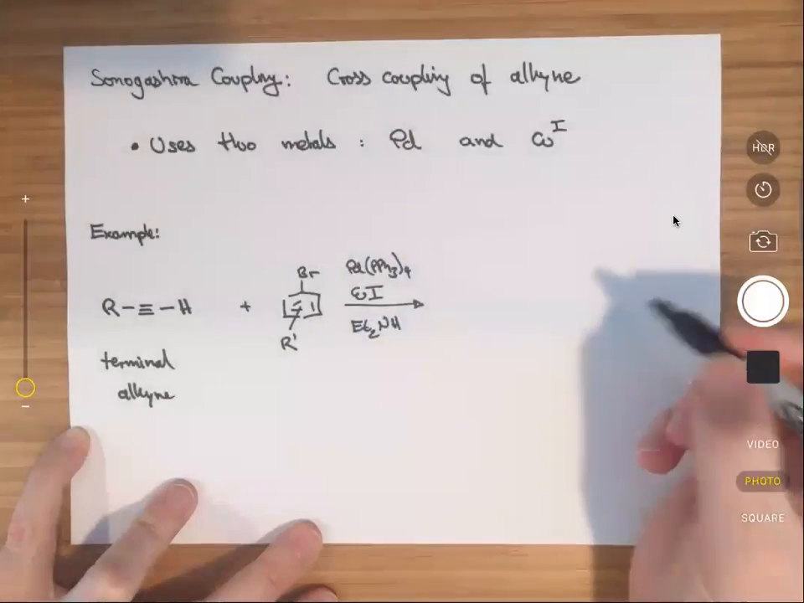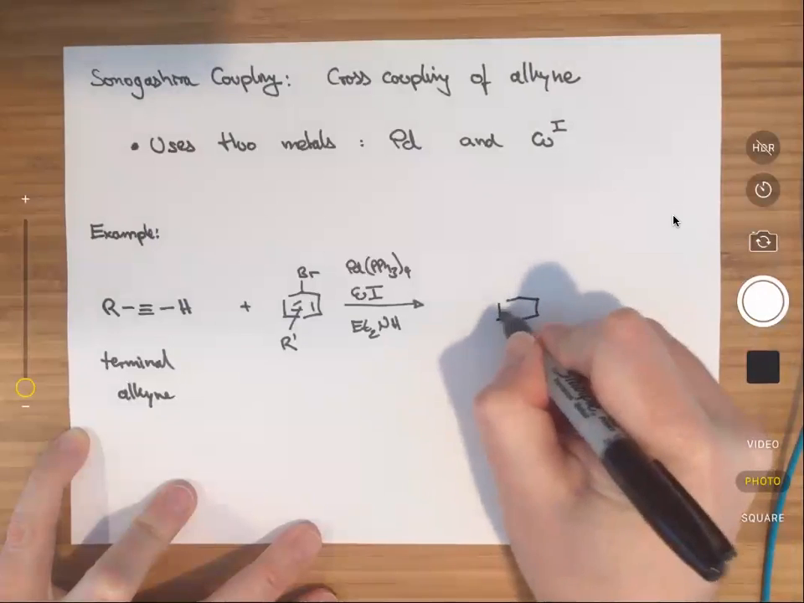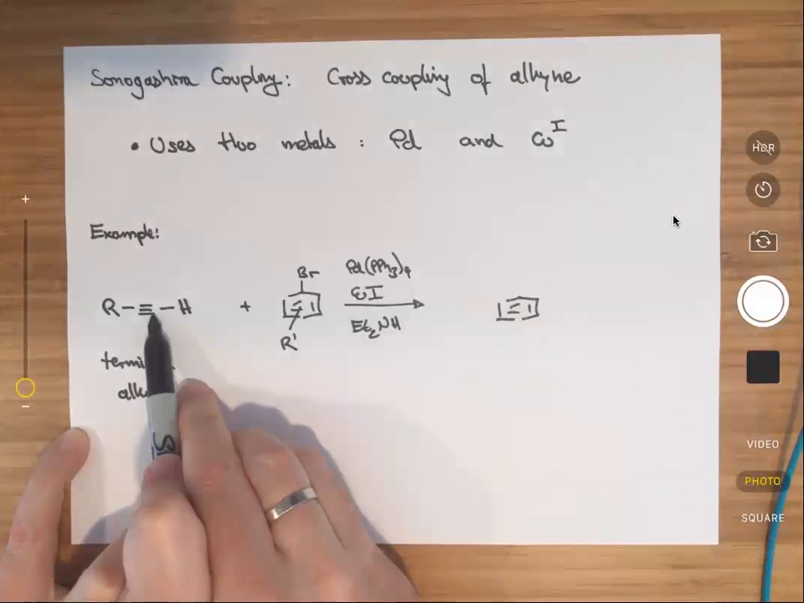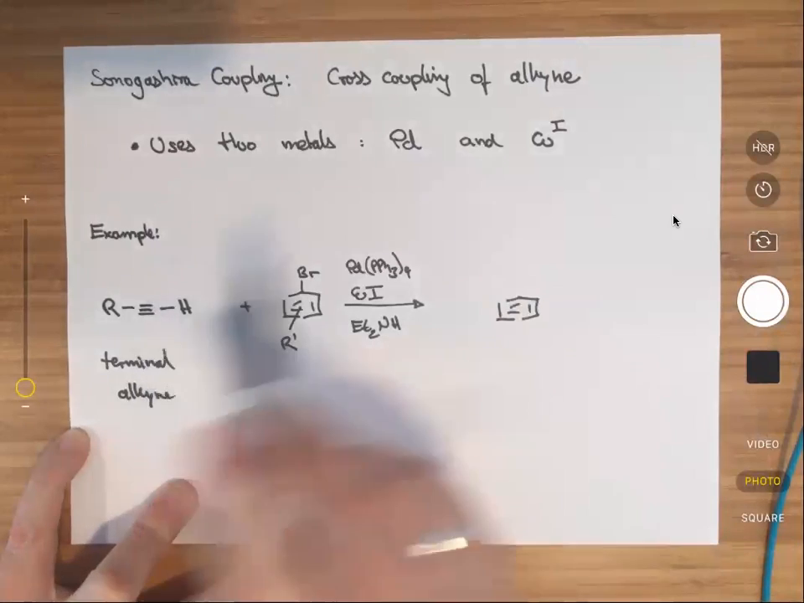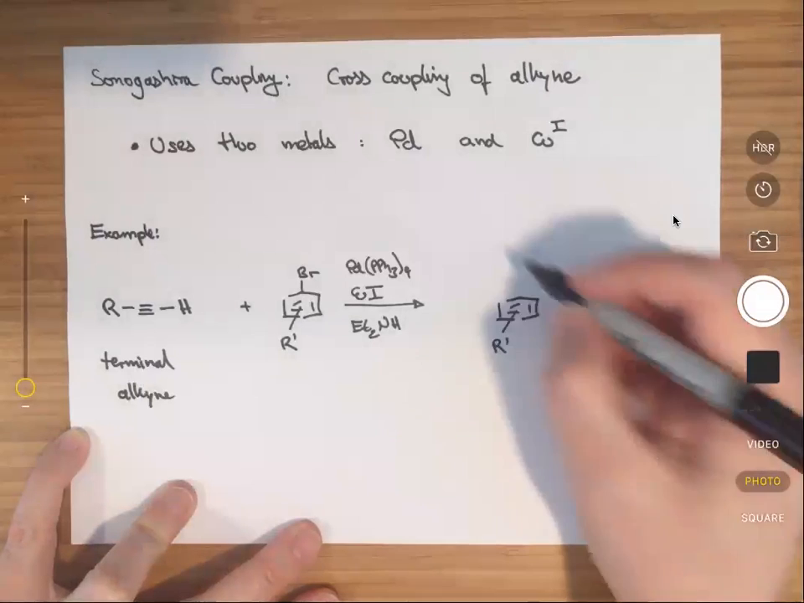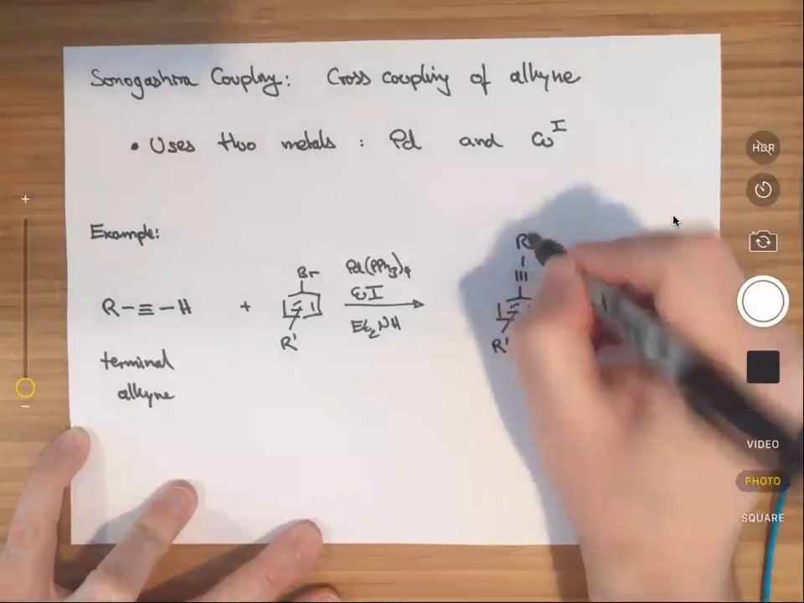And now the product of this is essentially the cross-coupling of this terminal alkyne. So this sp hybridized carbon atom here is attached to the position on the ring where the bromine was previously. So you're going to get something like this, right?